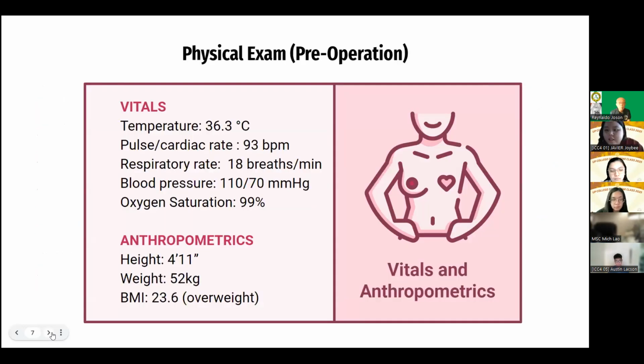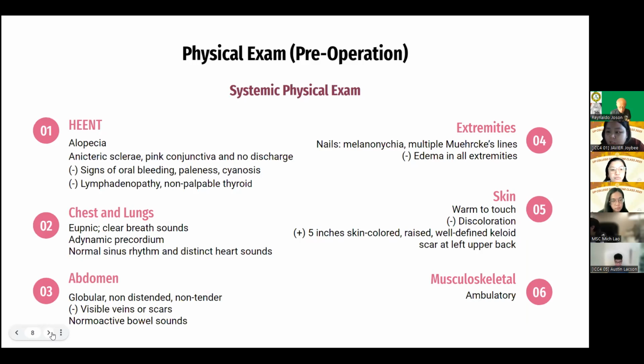For the physical exam, the vital signs are within normal limits. For the anthropometrics, we noted that the patient is overweight with a BMI of 23.6 according to the Asian criteria. And then for the systemic physical examination, we noted these pertinent negatives and positives. We noted that the patient has alopecia, which may be attributed to the chemotherapy.